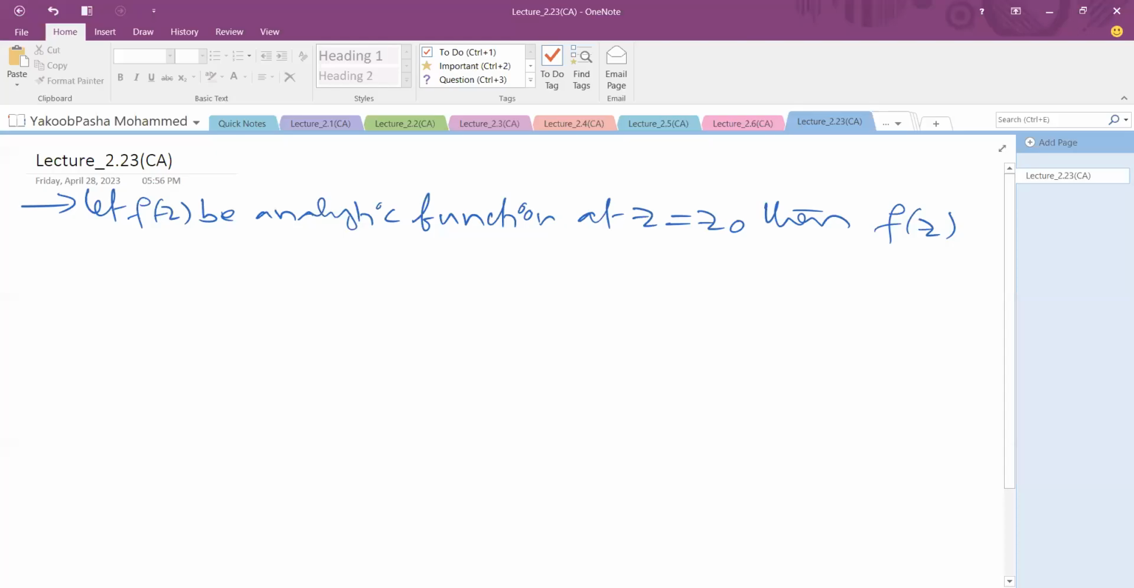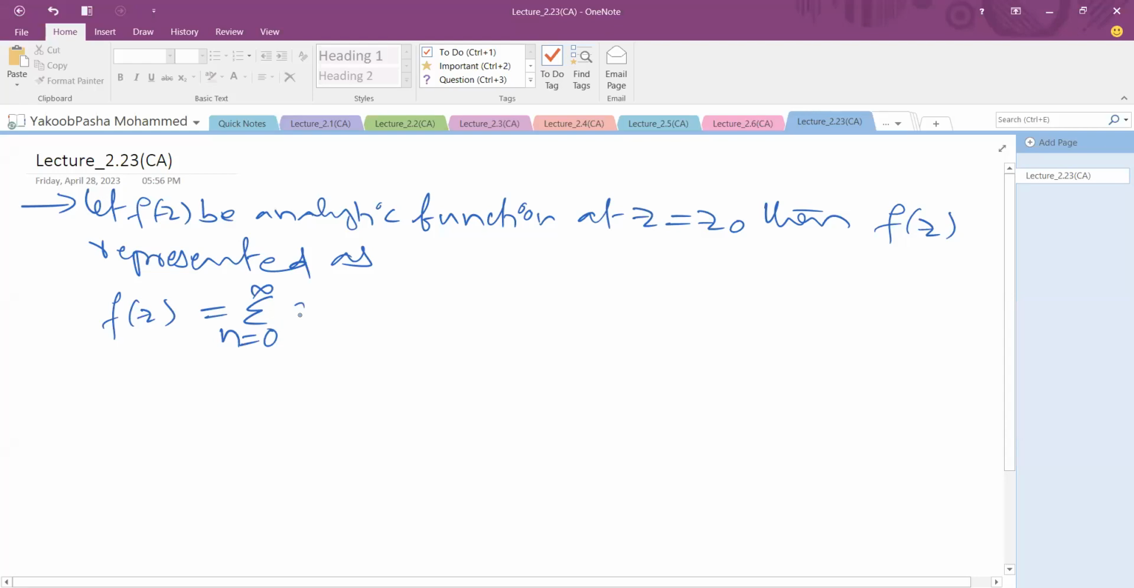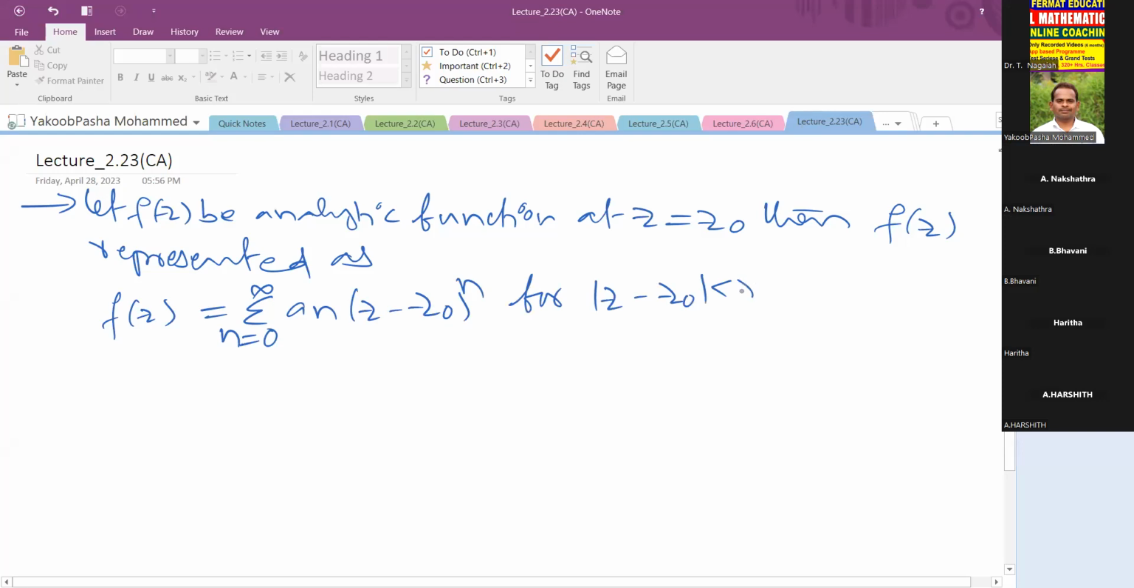can be equal to 0, a_n (z minus z naught) whole to the power of n for modulus of z minus z naught less than some r, where r is the radius of the circle, and z naught is the center of the circle.